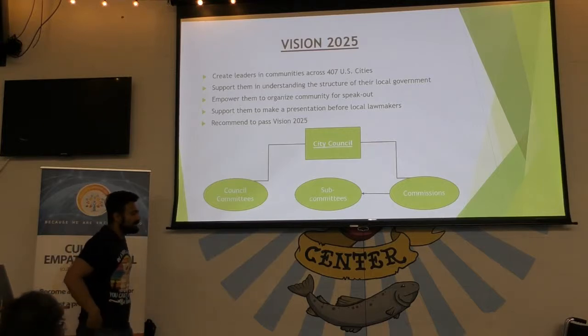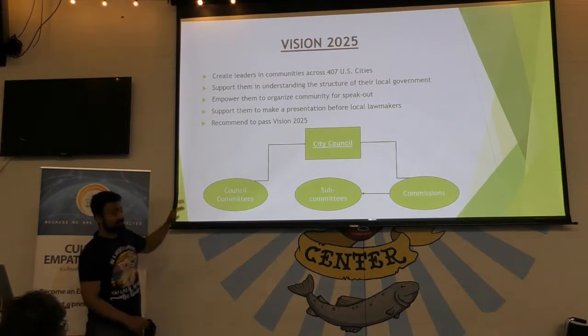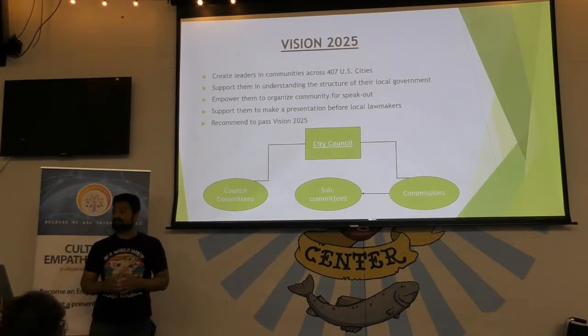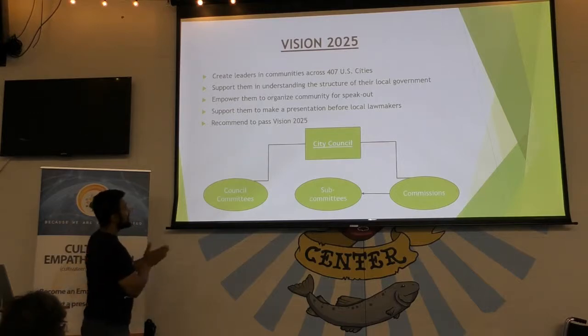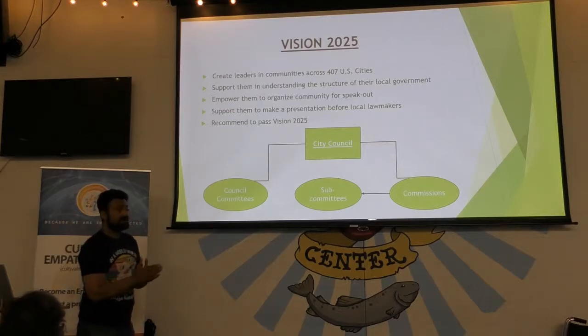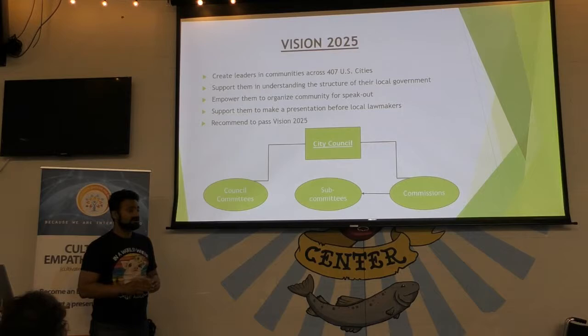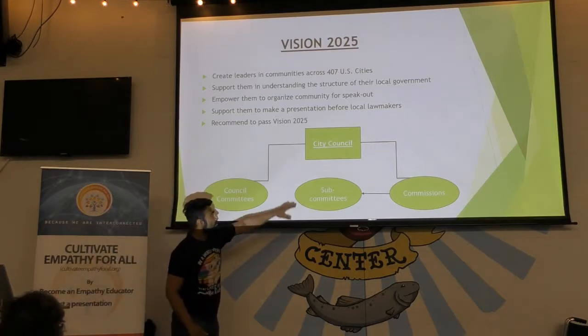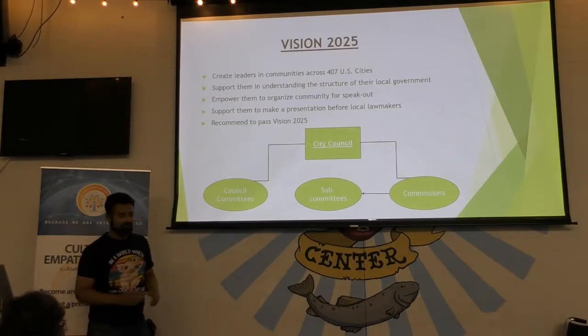How we are doing this is, first of all, we are creating leaders in these 407 cities across the United States. These leaders, we call them empathy educators. Once they sign up to take a leadership role in their city, to speak in front of their city council, we help and support them to understand the structure of their local government.